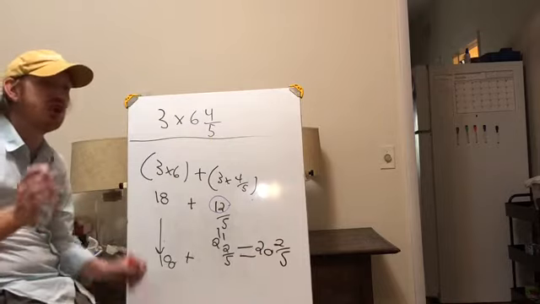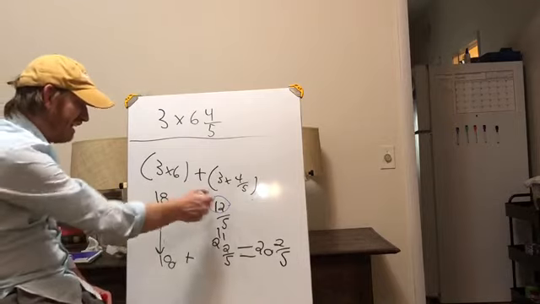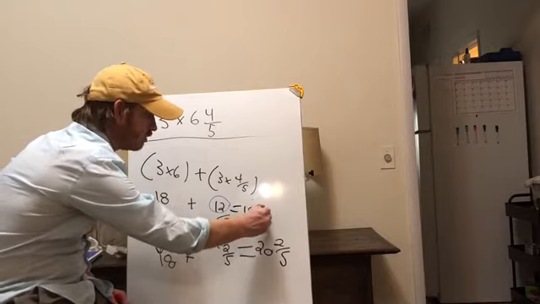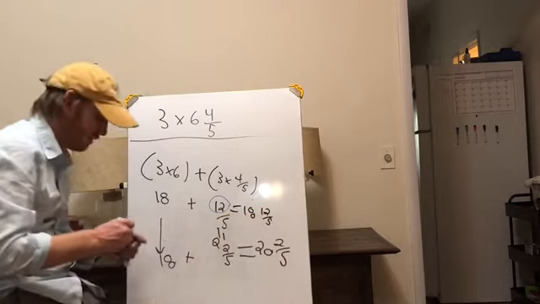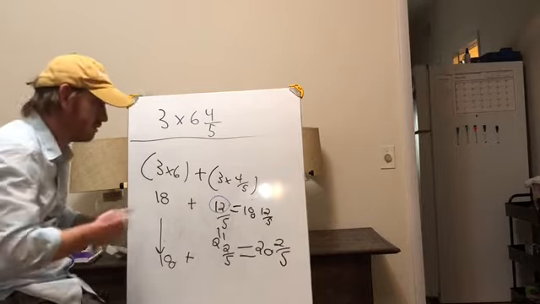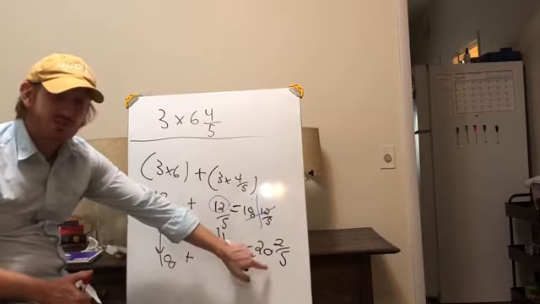Your problem is going to ask you to simplify it. If you try and answer it like this, 18 and 12 over 5, you're not going to get credit. It's not going to count it as correct. You need to simplify to its simplest form.